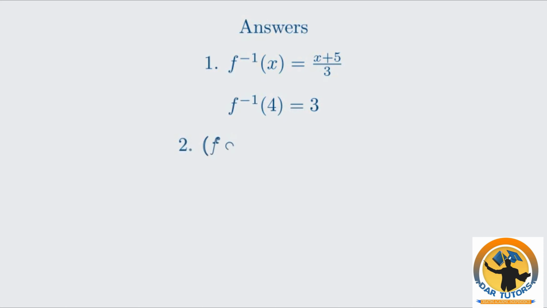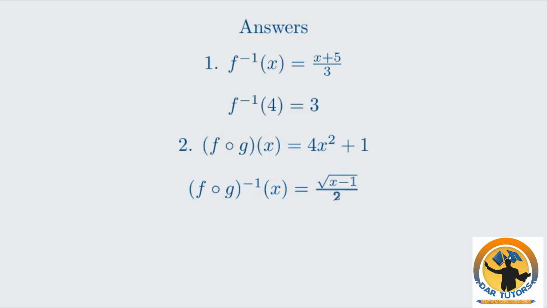Welcome back. Let's go through the answers to the practice questions. For question 1, the inverse function is f inverse of x equals x plus 5, all over 3. Evaluating it at 4 gives f inverse of 4 equals 3. For question 2, the composite function f of g of x is 4x squared plus 1. Its inverse is f of g inverse of x equals the square root of x minus 1, all over 2.